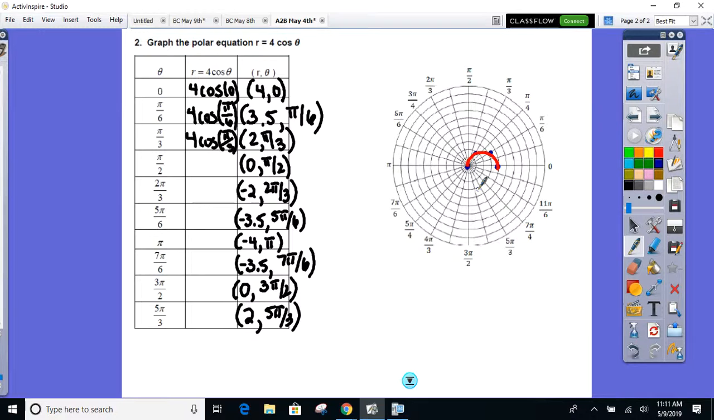So where am I here? 1, 2. At 5 pi over 3, I actually want to graph 2. Everyone see that with the negative? Negative 3.5, 5 pi over 6. So here's 5 pi over 6. Go the opposite side. So I should be at 11 pi over 6, graphing 3.5. That's 2. That was 3.5.